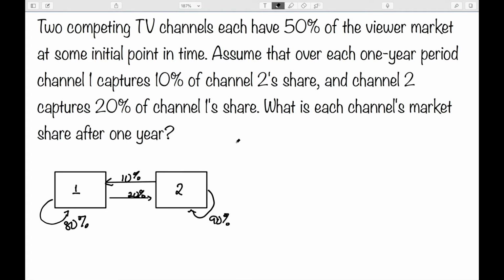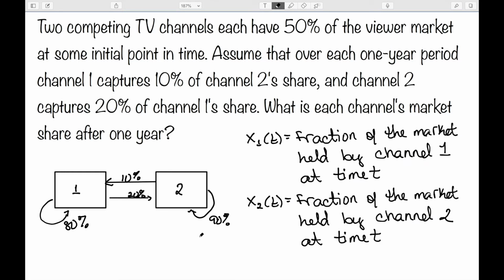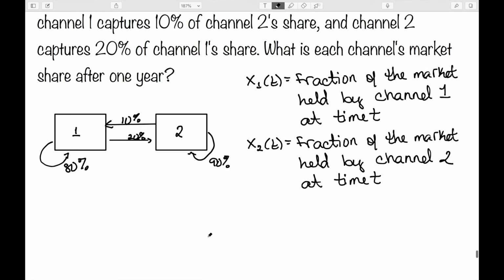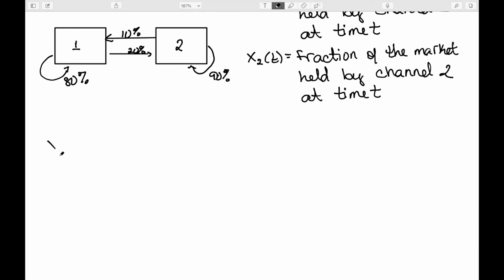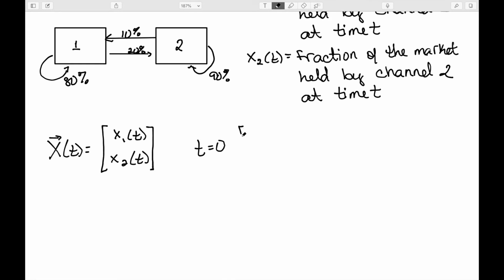So let's start by introducing some variables. We'll let x1 of t be the fraction of the market held by Channel 1 at time t, and x2 will be the fraction of the market held by Channel 2 at time t. So what we're going to do is consider this column vector, which has x1 in the first coordinate and x2 in the second. And these variables form a dynamical system whose state at time t is this vector x of t. So for t equal to 0, we know that each share is 50%, so 0.5 in the first coordinate and 0.5 in the second, and this would be x of 0.